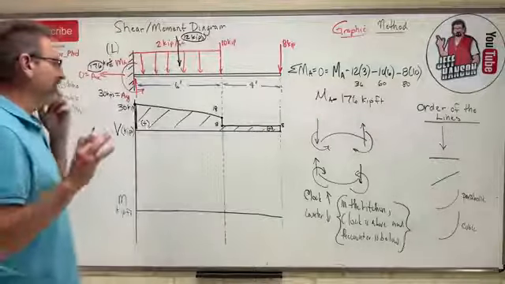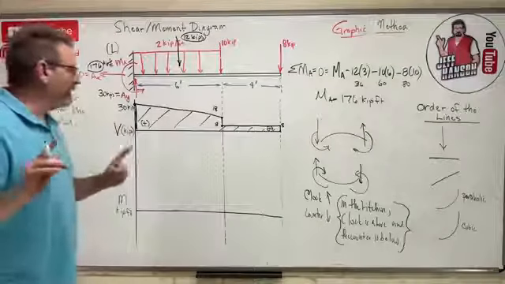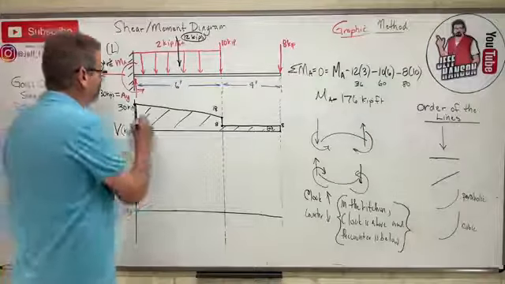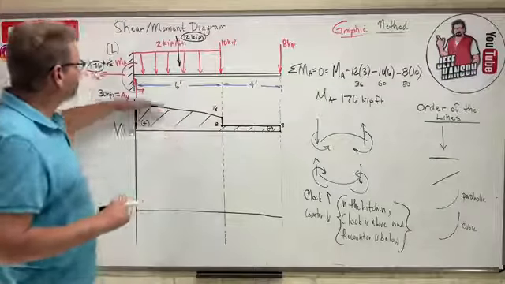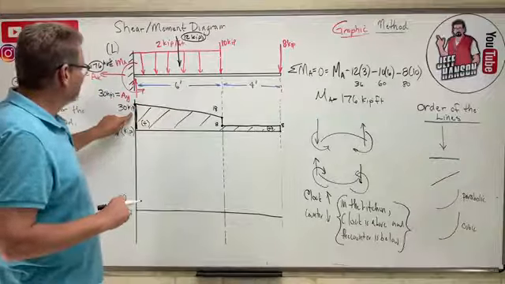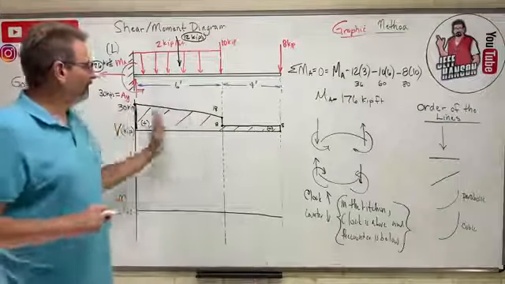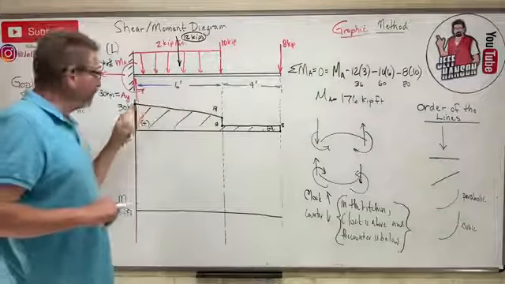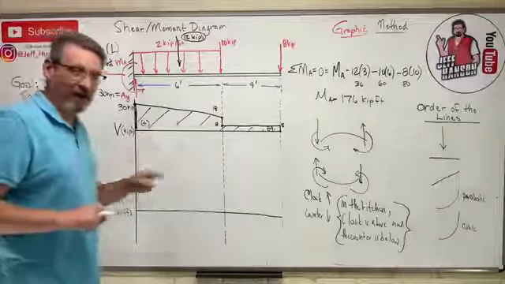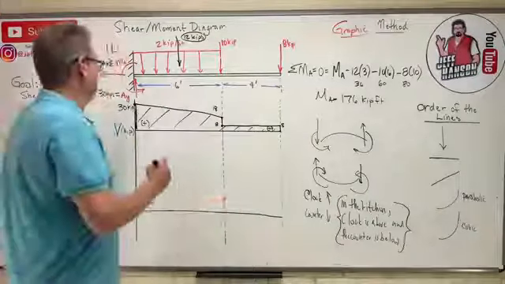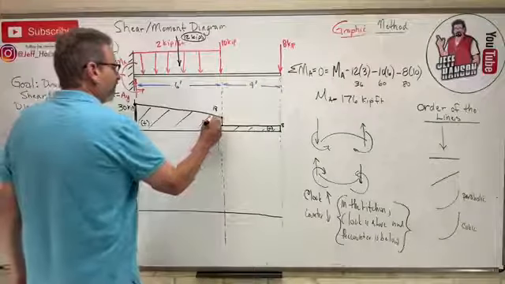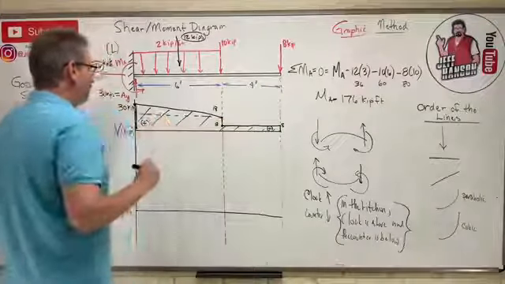I can use the graphic method on this. And the graphic method says this. Find the area of these shapes, right? Because the height of these shapes are in what? The height is in kips and the length is in feet. So if I multiply kips and feet, if I find the area, I have foot kips, which is moment, isn't it?